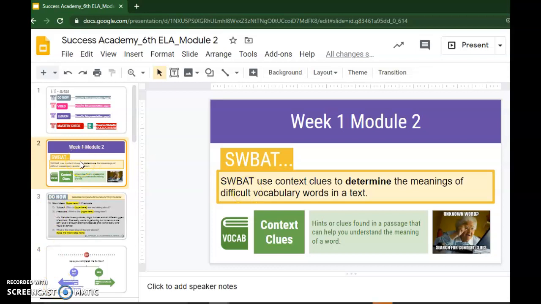Today we are going to be focusing on using context clues in order to determine the meaning of difficult vocabulary words in a text. This is a really important skill to have when you're reading both primary and secondary sources and you run across words that you just don't know.